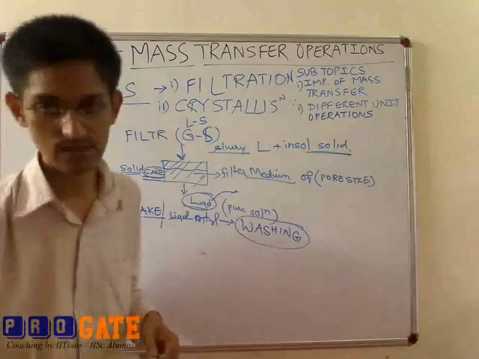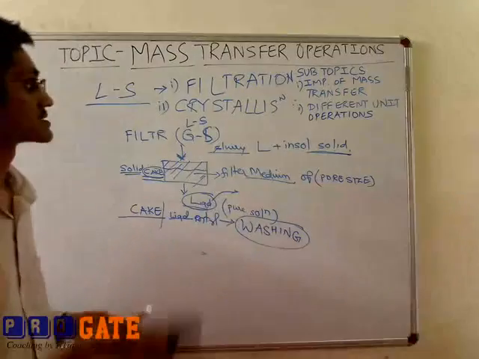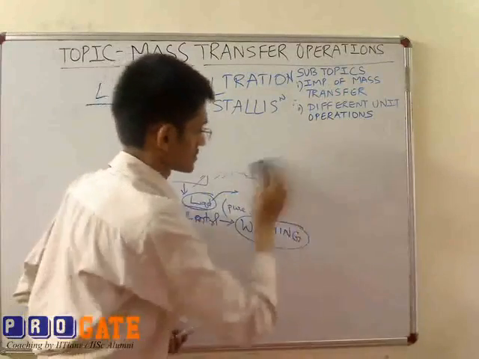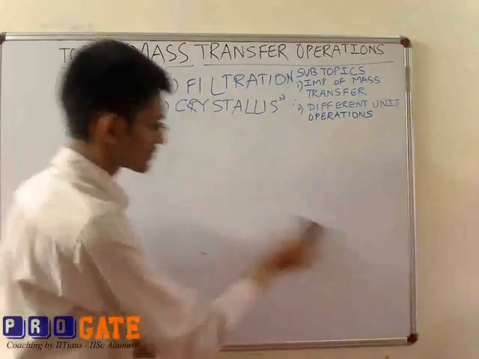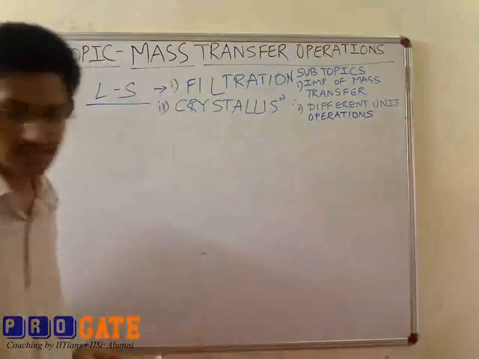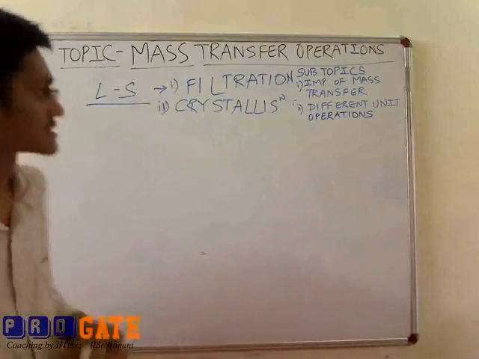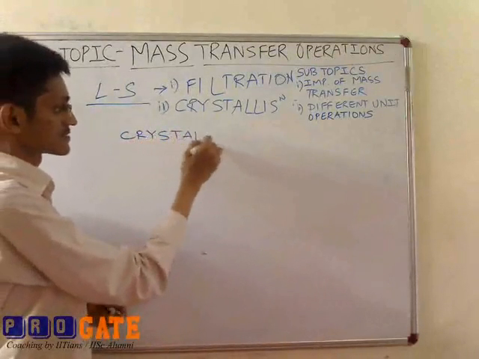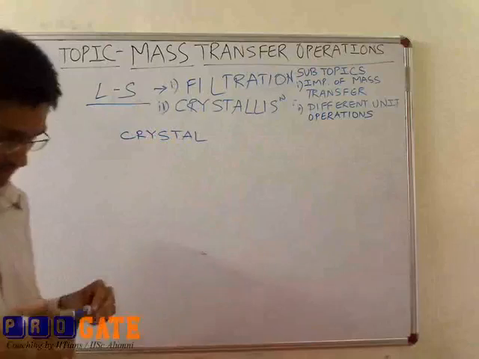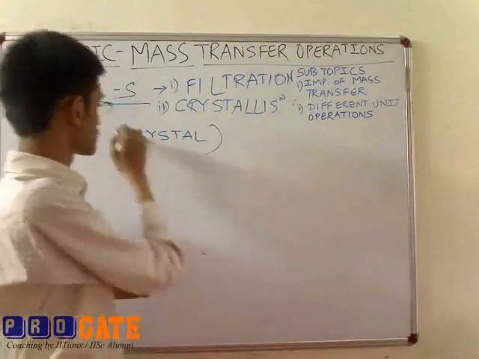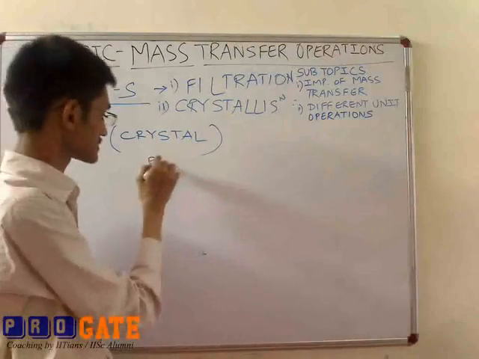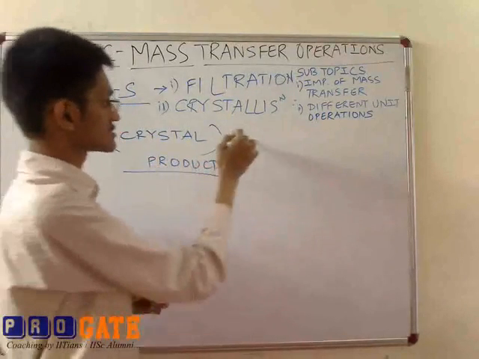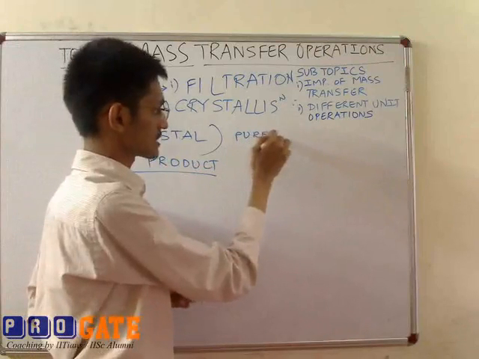Then you have crystallization. Now this crystallization is somewhat more in use when we have solid as the product. Crystals are considered to be the purest state of matter. So when you have a solid product, you have to crystallize it out from the reaction mixture. Crystals, purest state of matter.